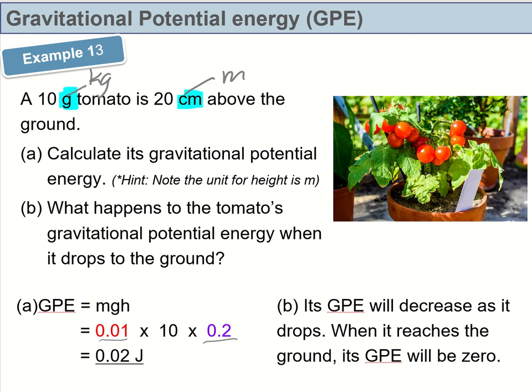So what happens to the tomato's gravitational potential energy when it drops to the ground? Well, if the tomato drops, so let's say this is the ground, when it drops to the ground, the height is going to decrease. So since GPE is mgh, so when the height decreases, then the GPE will decrease as well. And finally, when it reaches the level of the ground, then your height becomes 0. So that's when your GPE also becomes 0.